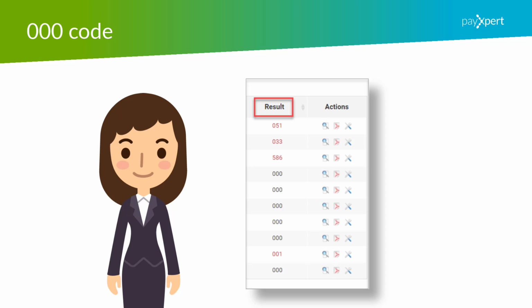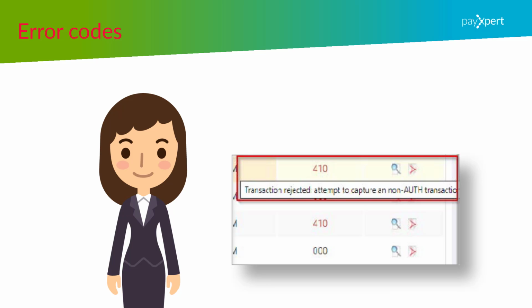The 000 result code always appears in black. It means your operation was processed successfully. When an error occurs during an operation, a red result code will appear in the results column. Scroll over the red number and the corresponding error message appears, with a short description of what has occurred.